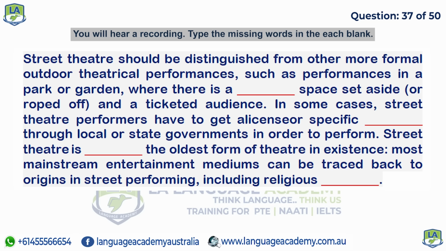Street theater should be distinguished from other more formal outdoor theatrical performances, such as performances in a park or garden, where there is a discreet space set aside, or roped off, and a ticketed audience. In some cases, street theater performers have to get a license or specific permission through local or state governments in order to perform. Street theater is arguably the oldest form of theater in existence. Most mainstream entertainment mediums can be traced back to origins in street performing, including religious passion.